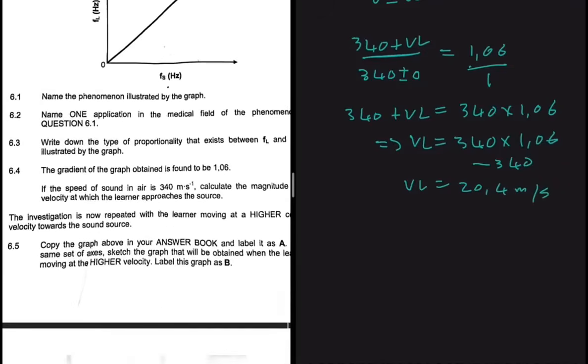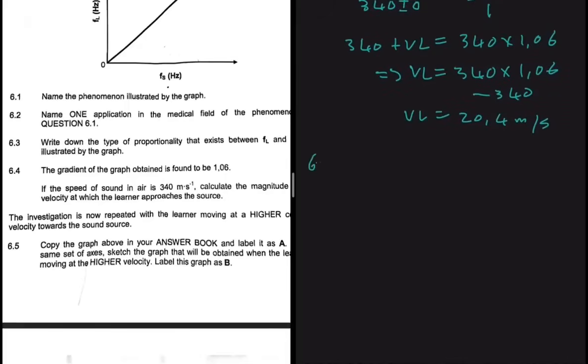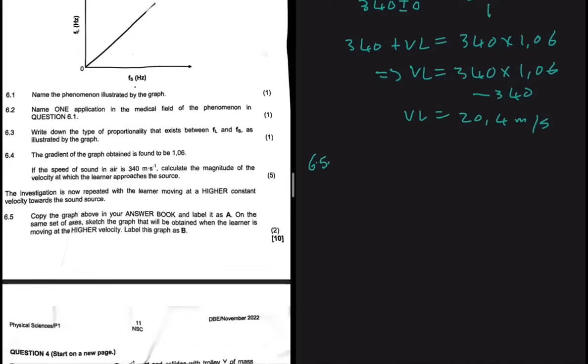Now let's do the last problem, 6.5. 6.5 is saying that the investigation is now repeated with the learner moving at a higher constant velocity toward the sound source. Copy the graph above in your answer book and label it as A. On the same set of axes, sketch the graph that will be obtained when the learner is moving at a higher velocity. Label this graph B, right?